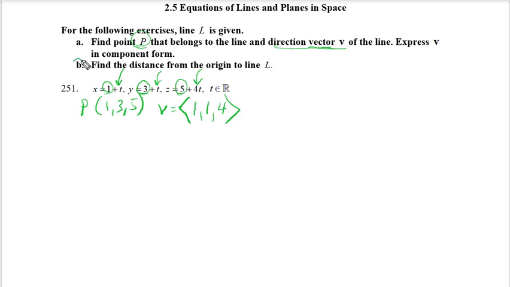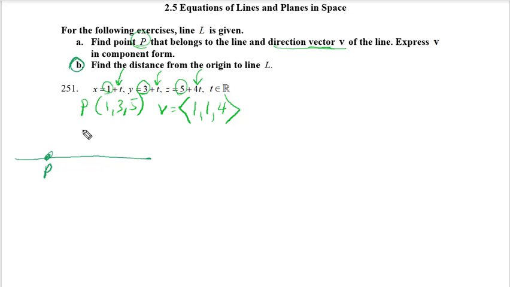Now we've actually done one like this earlier. What we'll do is, here's the diagram of what we're looking for. We've got this line, and here's the point P on the line, 1, 3, 5.